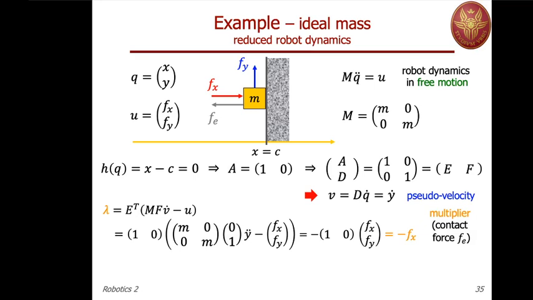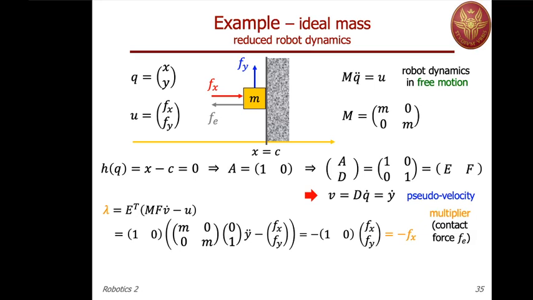When we eliminate all terms that are not present, c and g are not present in the original model. All derivatives of the matrices A, D, E dot, E and F dot are all 0. So what remains is only E transpose times M F V dot minus U. And E is the first column of the inverse, so it's 1, 0.